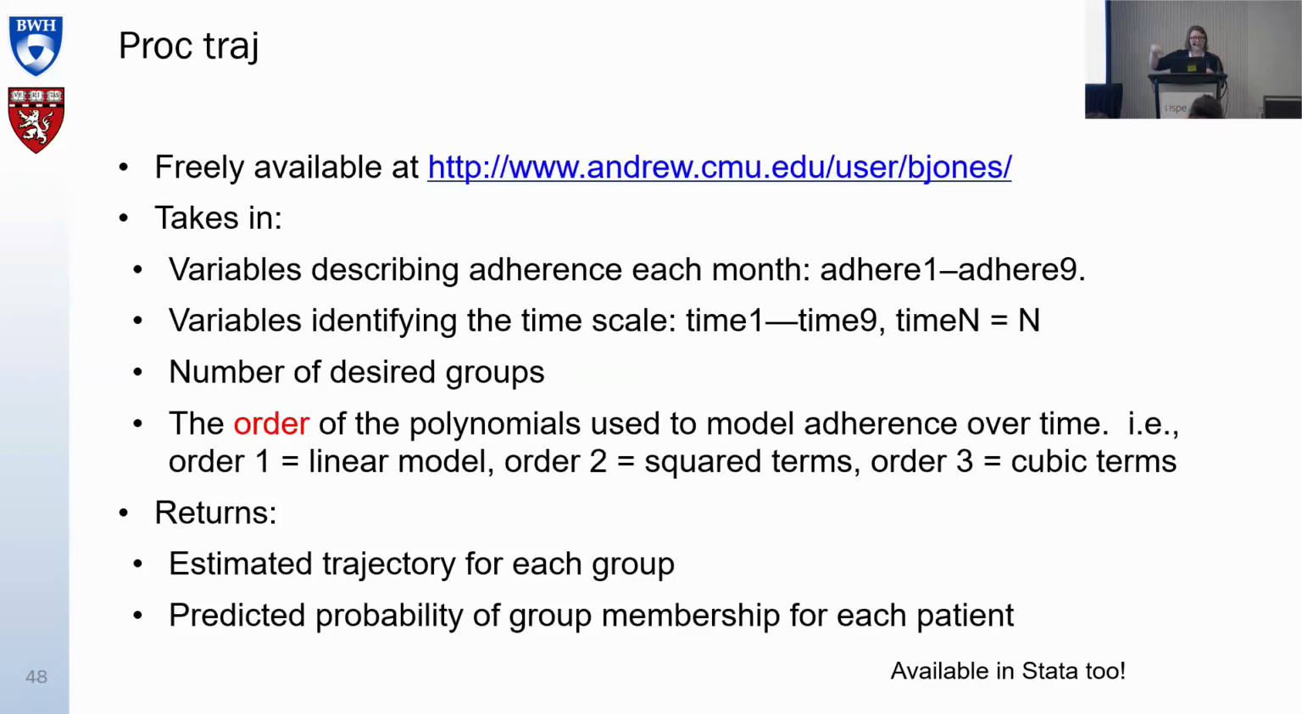It's available for free, but when you are programming it and running the models, you have to create variables about what their adherence is in each month. This is just 1 to 9 as an example of what the time scale is. You have to give it the number of groups and the order of those groups, by which I mean the functional form. That's part of what you're testing when you're creating different trajectories and comparing what they look like and what the fit is. You're returning the estimated trajectories and the predicted probabilities, and you do this over and over until you find the one that fits your data best. There are a couple of different metrics that we use for that, which I won't get into for time.